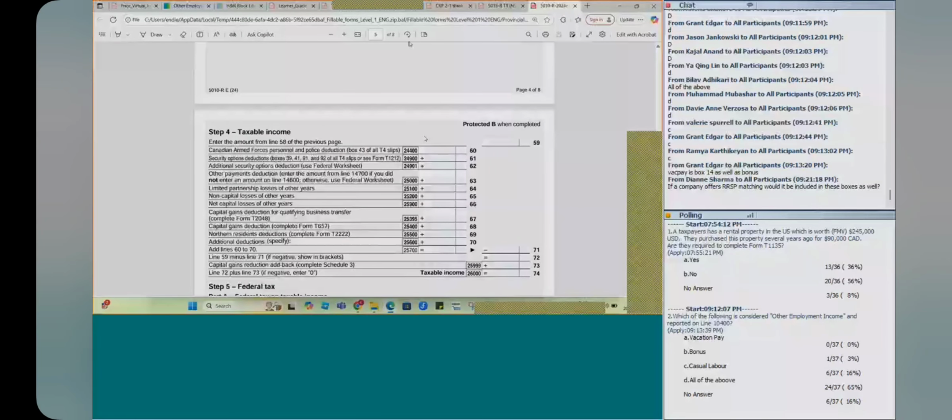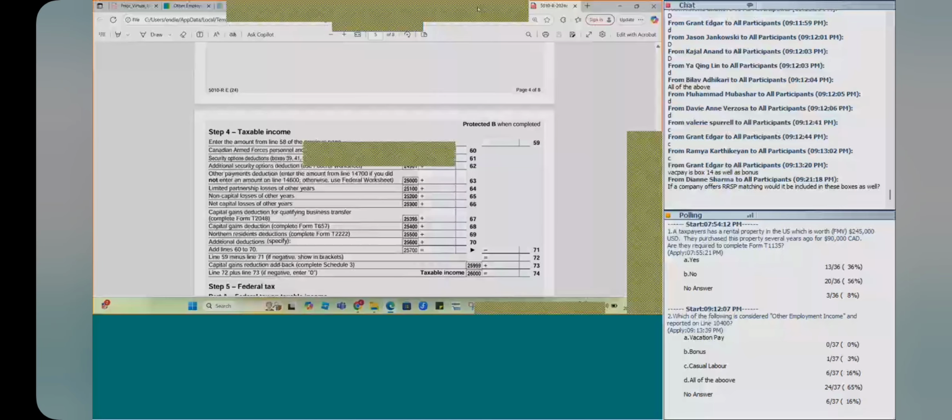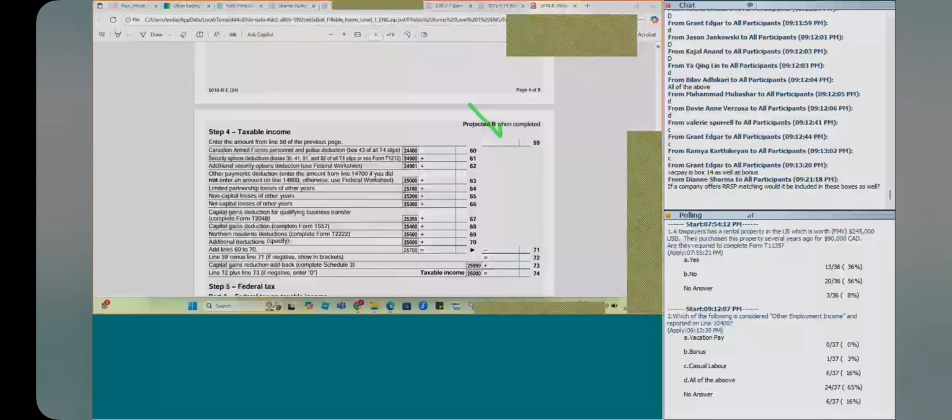But again, you can see it follows the same pattern. We have the net income numbers imported up here. We add together various deductions which might apply. And then this gives us our taxable income down here on line 26000.